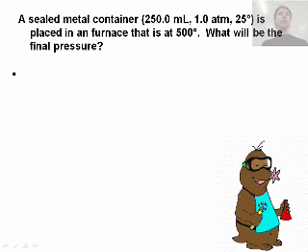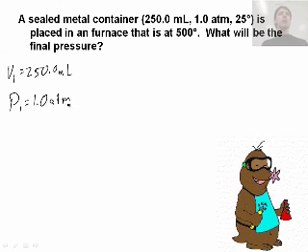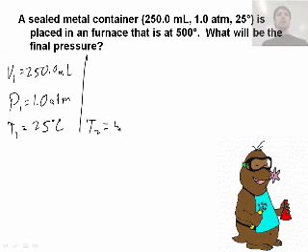So we have a sealed metal container, with a volume of 250.0 milliliters. We have a pressure, 1 atmosphere, and we have a temperature, 25 degrees Celsius. Okay, placed in a furnace that is at 500 degrees Celsius. So there's T2, 500 degrees Celsius. What will be the final pressure? Okay, we're solving for P2.